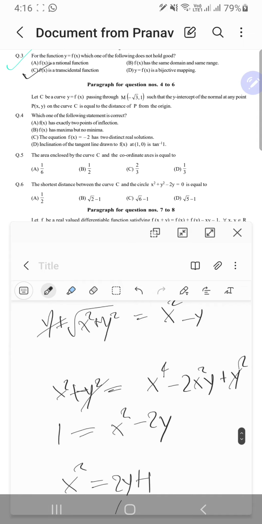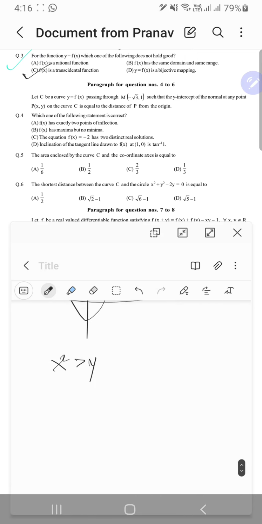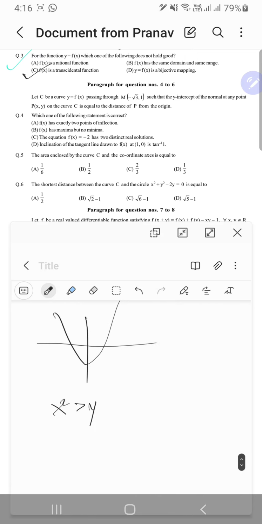Yeah, because that should be positive square root over there. Okay, cool. So the question is, which one of the following statements is correct? f of x has exactly 2 points of, well, it doesn't have a point of inflection. So yeah, this is incorrect. It has a minima, but no maxima.